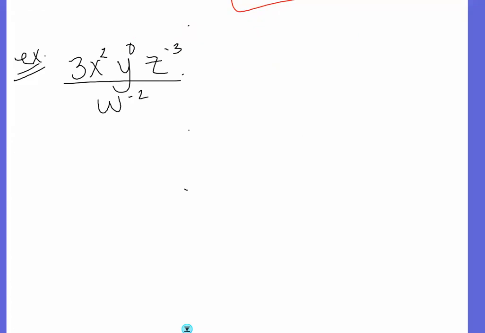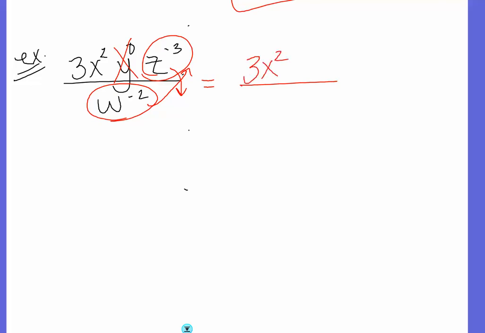So I see y to the 0, so I just cross it out. It makes 1 because anything times 1 is itself, so I know I can just get rid of it. I now see z is negative and w has a negative exponent. So that means z is going to the bottom and w is going to the top. So the guys I didn't touch are 3x squared. Z cubed goes to the bottom. W squared goes to the top.